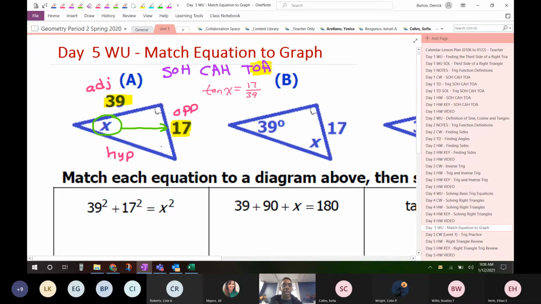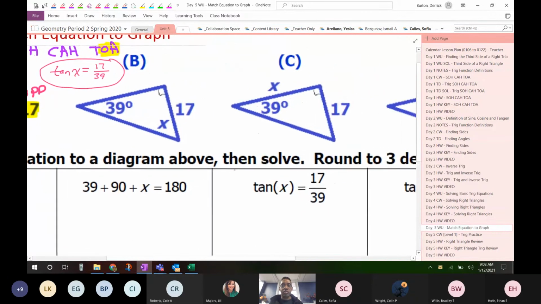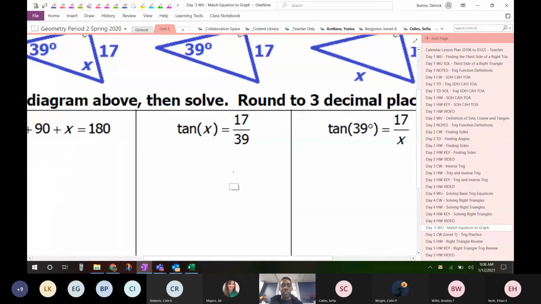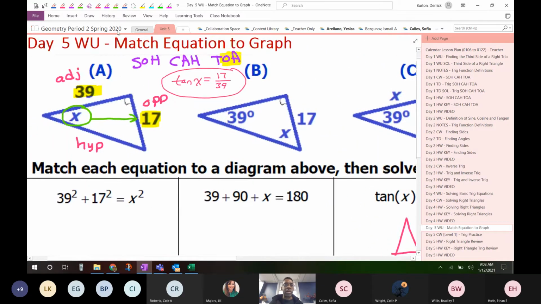So this is how we would set up picture A. So now I'm really just looking for this equation. Tangent of x equals 17 over 39. And here it is. It's this option right here. So this is A. That's A. Okay, let's keep going.